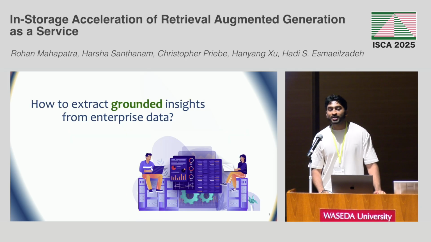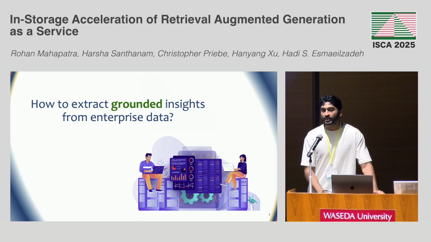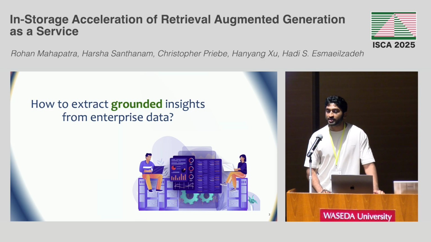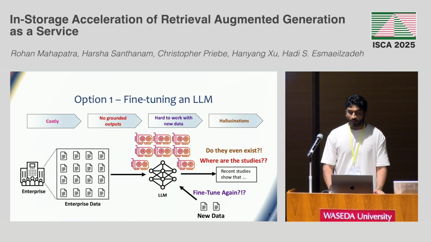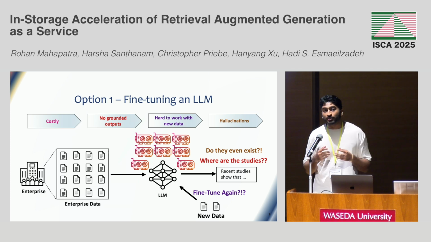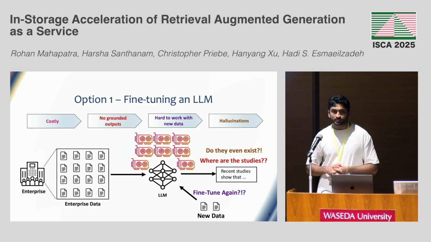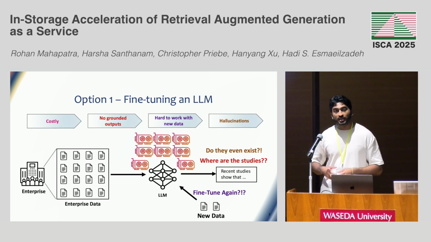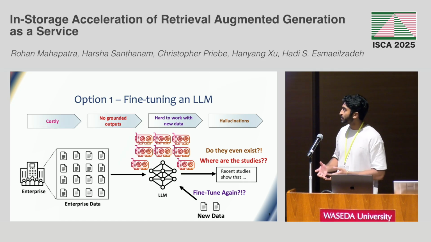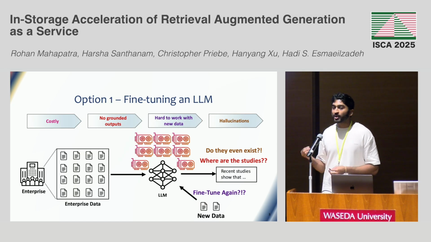LLMs have shown unprecedented capabilities, but the main question that industry is asking is how can enterprises extract grounded insights from the large corpus of data using foundation models? Well, the first option is to fine-tune an LLM. For fine-tuning, you take your enterprise's data, you pass it to a foundation model, and you use a lot of GPUs to fine-tune it. Because you need a lot of GPUs, this is an extremely expensive process. Moreover, once a response is generated by the fine-tuned LLM, the response is not grounded in specific references.